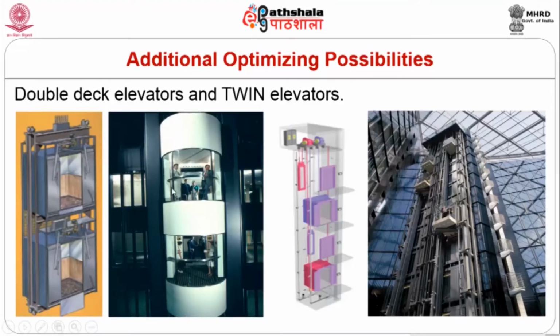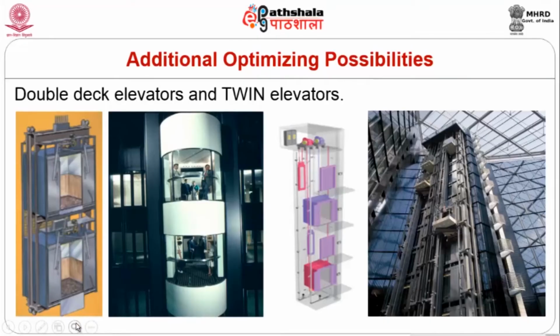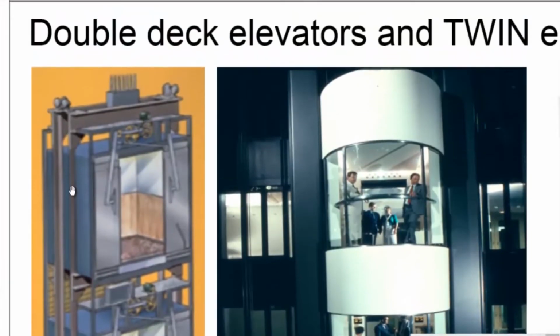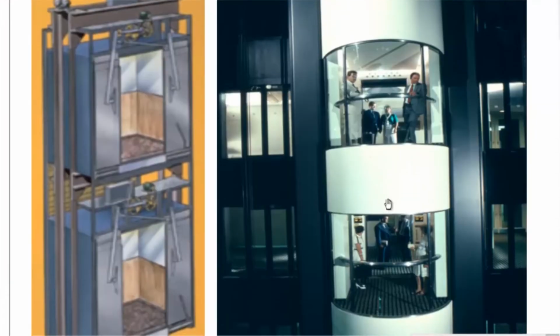So, as we have seen additional optimizing possibilities, we have double deck elevators and twin elevators. Indicative images are shown here. So, here is a double deck elevator. We can notice that one deck is above the other and is a realistic image. This is used in scenarios wherein alternate floors are used for landing. Say for example, this particular elevator is used for all the odd numbered floors, and this particular car is used for all the even numbered floors.